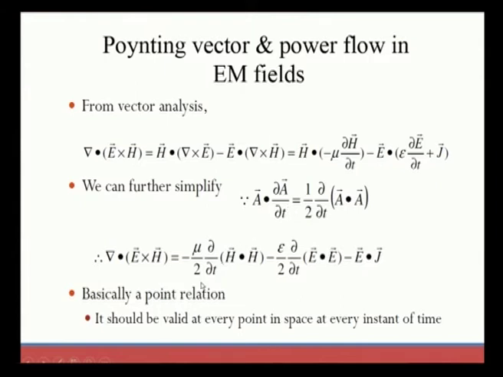So this can be rewritten as mu divided by 2, dou by dou t of H dot H. Again, minus epsilon E dot dou E divided by dou t can be rewritten as epsilon divided by 2, dou by dou t of E dot E, and minus E dot J. E is multiplied by J here, which is the last term. This is the right hand side after simplification of the Poynting vector equation with the help of the two Maxwell curl equations.